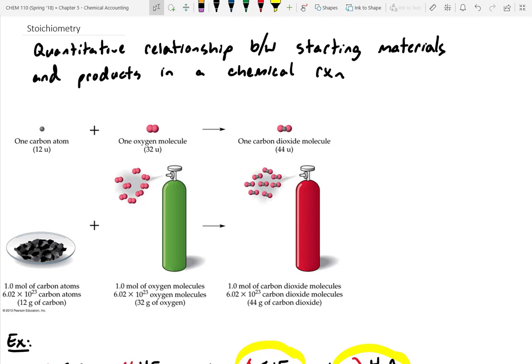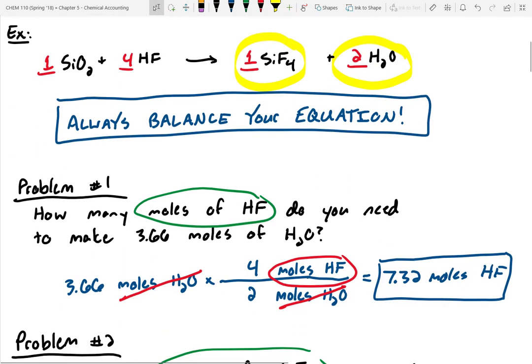Okay, so last week we finished up talking about stoichiometry, but we didn't get super far into it. Today we're just going to do a lot of practice. And I wanted to go back to the problems we finished up with on Friday. Specifically, this chemical reaction we had here with silicon dioxide and hydrofluoric acid.